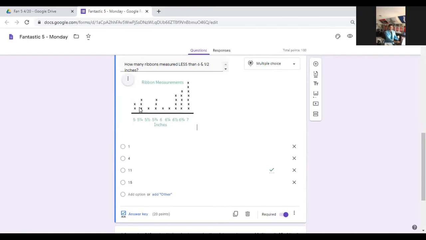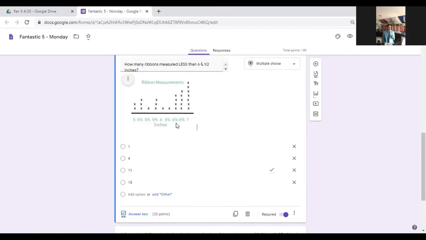And these X's represent the ribbons. So if I'm looking right here at 5 inches, those 2 X's mean there are 2 ribbons that were 5 inches. If I'm looking here at 6 3/4 inches, 1, 2, 3, 4, 5 ribbons were 6 3/4 inches. So I'm looking for less than 6.5. So let me find 6.5, which I've got right here.